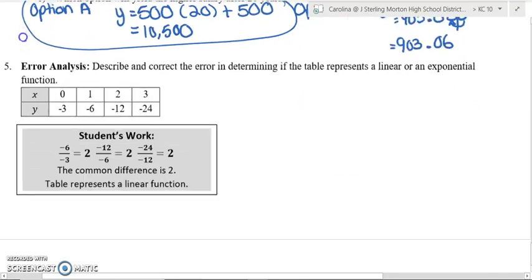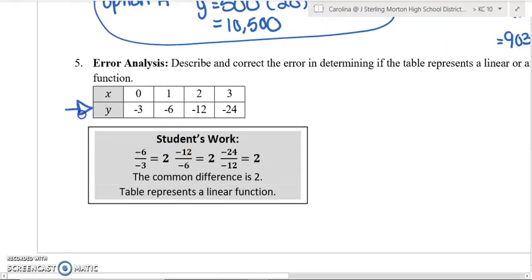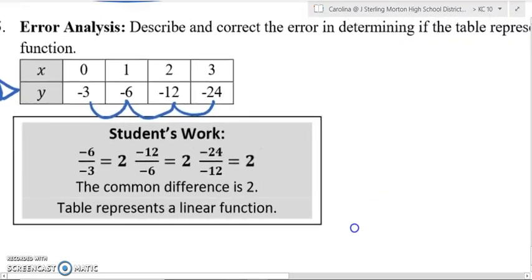Number 5, an error analysis. Let me make it a little bit bigger. All right. Describe and correct the error in determining if the table represents a linear or an exponential function. So the table here, we're looking at the y value. -3, -6, -12, -24. So we got to figure out what happened.